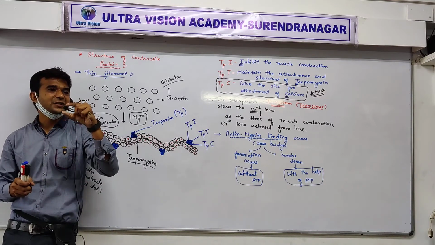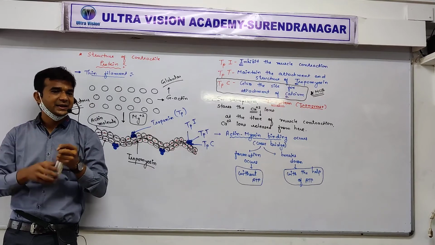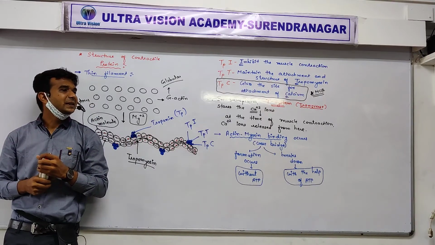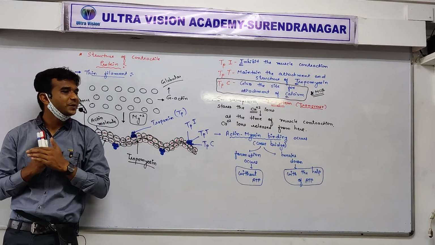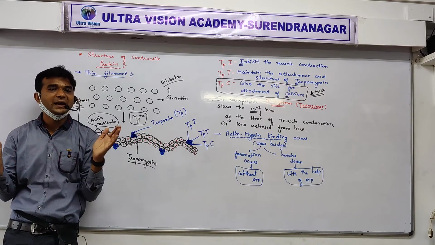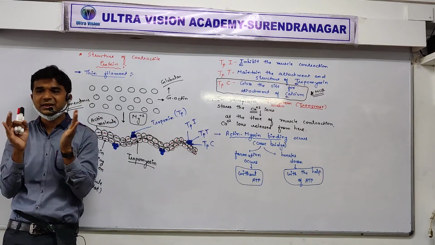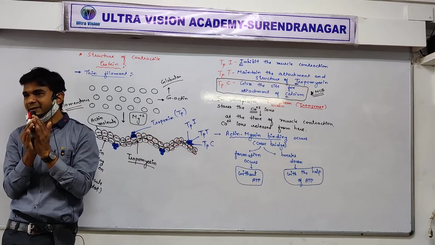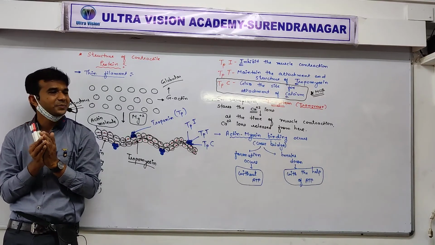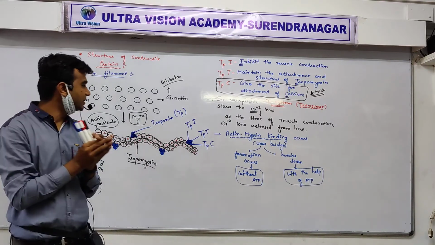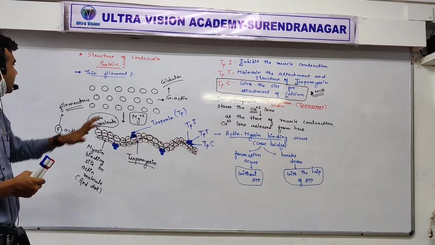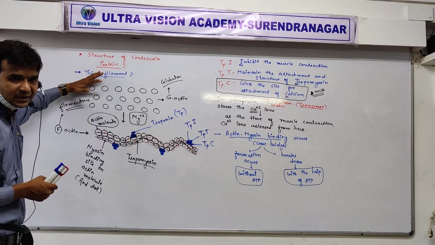And then after contraction, the myosin head moves towards the thin filament and cross bridge formation occurs, pulling the thin filaments towards the H band, M line. In this way muscle contraction occurs. Fine. So this is the structure of the thin filament only. The thick filament is remaining now.